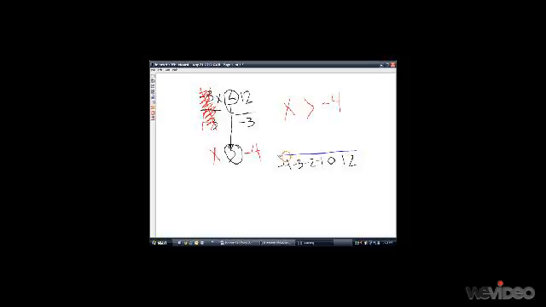If you notice, there is a line underneath the inequality. But we do not have a line under our inequality. Therefore, x is not equal to negative 4. It is just greater than. So our dot will be open.